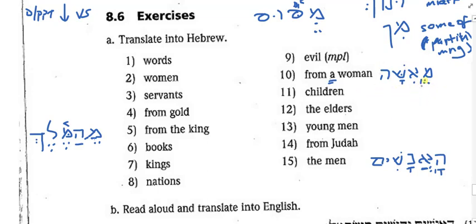Again, this is one of those situations where the metheg is there to preserve a pronunciation, but it's not there to disambiguate any vowels. So if you didn't put it there, I'm not going to be upset about that.